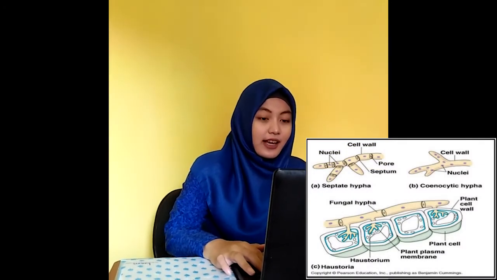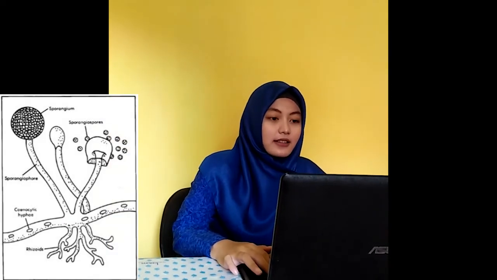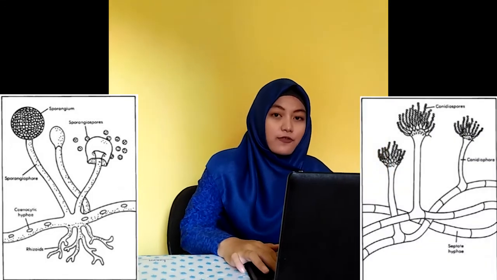Classification of fungus based on body structure and reproduction. We can divide it into 4. First, zygomycota. Second, ascomycota. Third, basidiomycota. And fourth, deuteromycota. This slide shows the structure of fungus. Picture A, septate hyphae. Picture B, coenocytic hyphae, because there is no septum. And picture C shows the haustoria. And this slide shows the sporangium and conidiospore.